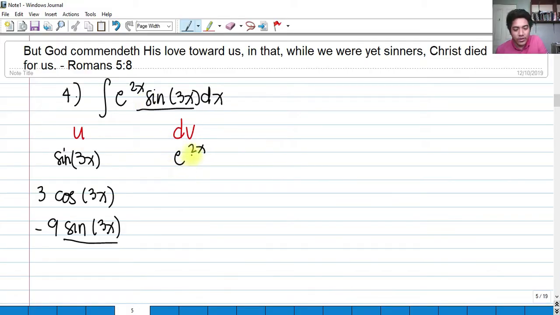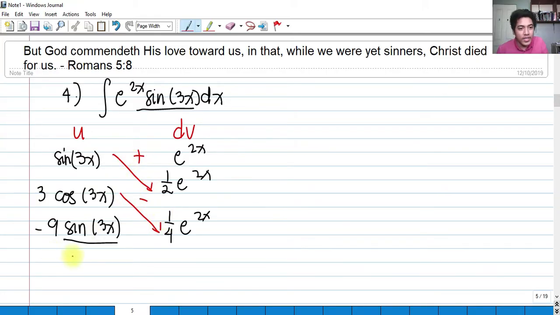And we integrate this. The integral of this is 1/2 e raised to 2x. Integrate this again, this is 1/4 e raised to 2x. And apply the sign convention: positive and minus. And since we stop here, we'll have another line here which is also positive. As you can see, we stop here because sine 3x is appearing in the integrand. When that happens, you must stop. And you're going to multiply these two.